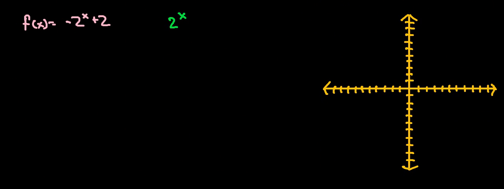I picture 2 to the x, and then I go back to my original equation, and I think of what is happening to this original graph 2 to the x. First off, there is a minus sign in front of it, which means that it is going to be reflected across the x-axis.